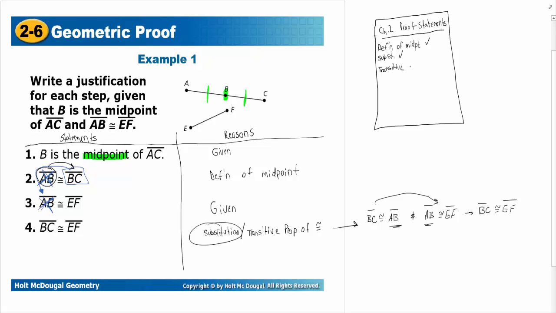You don't have to write the whole thing if you know what it is. If you don't know what it is, I'd write transitive property of congruence, so I don't want you writing transitive on accident. So we can check that off. And once you've done a few proofs, you'll realize that these properties are going to just start repeating themselves just about every time. Okay.